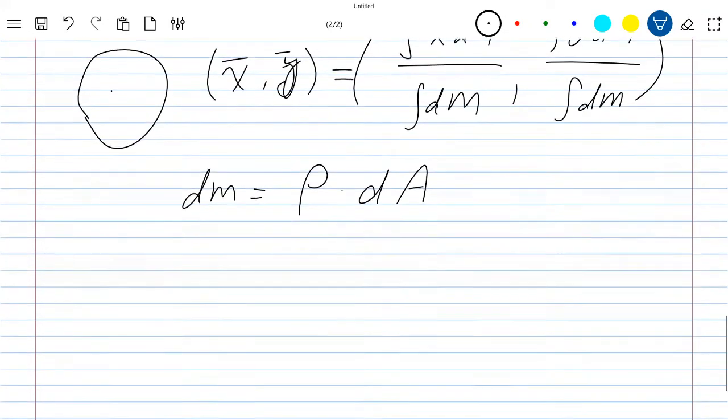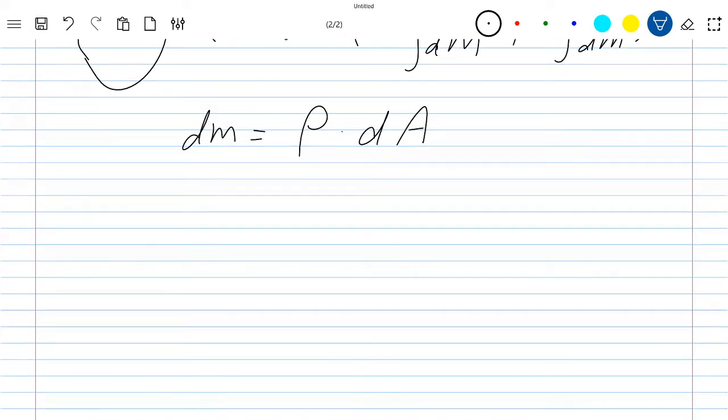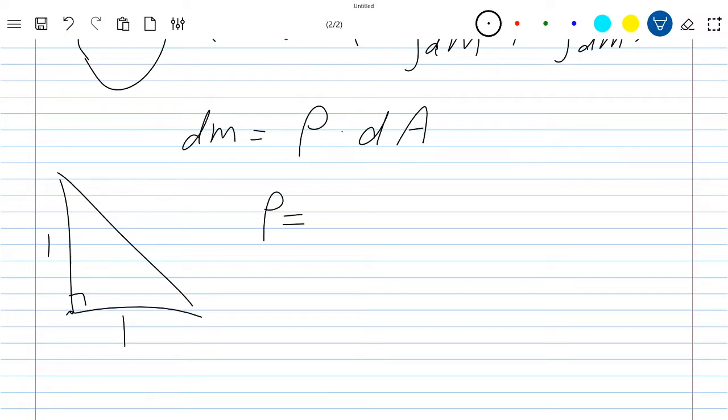Okay. So let's see an example. Suppose you have a right triangle of side 1, 1, and let's say this is the origin, and we want to find the center of mass for a given density. If the density is 1, then we know the center of mass is just (1/3, 1/3). But if rho is like that, then you can see it's heavier toward the hypotenuse. So the center of mass will be somewhere closer to the edge, to the hypotenuse.